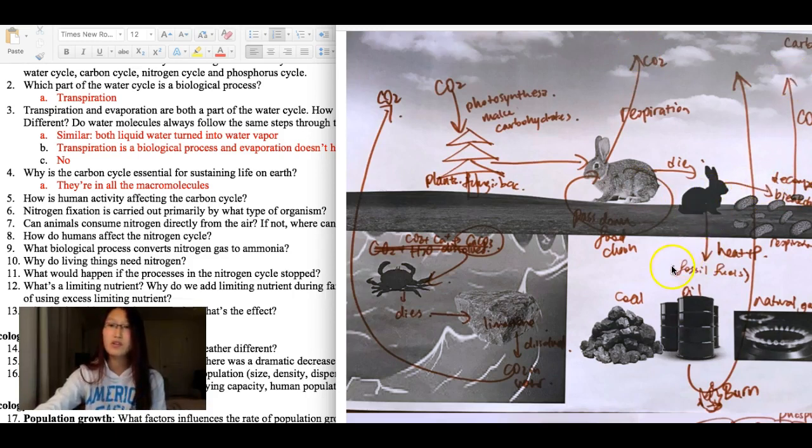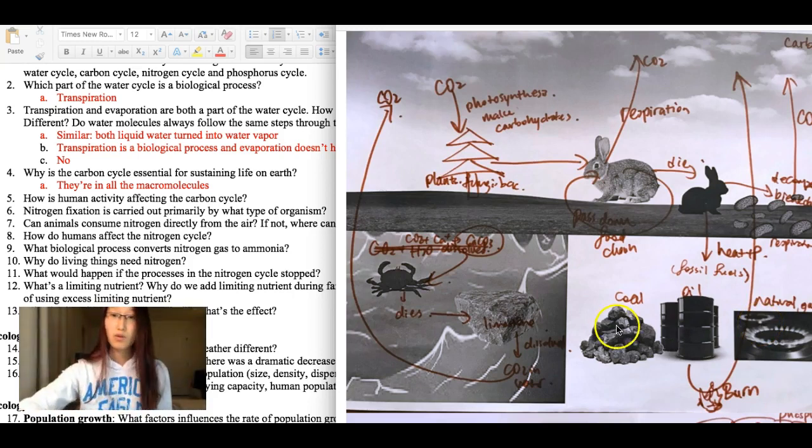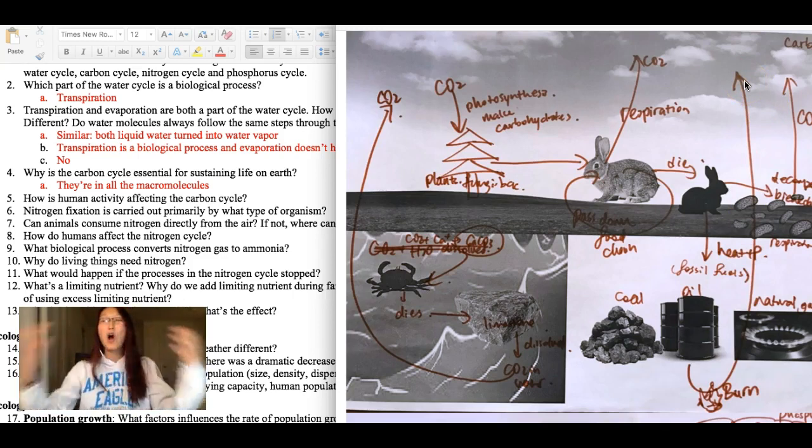And then the dead bunny could also become fossil fuels, such as coal, oil, and natural gas. And here's the problem. Through millions of years, these coal, oil, and natural gas have been buried underground. But what happens when human beings are burning the fossil fuels? We're releasing a lot of carbon dioxide in the air. If you think about all those dead organisms and all nature's activities, they made all that carbon and trapped it underground. That's where it's supposed to be.